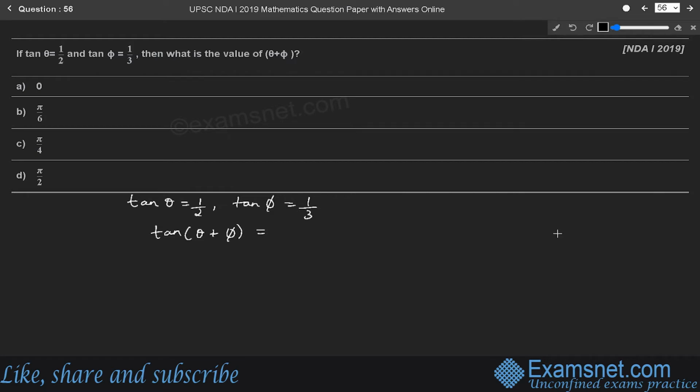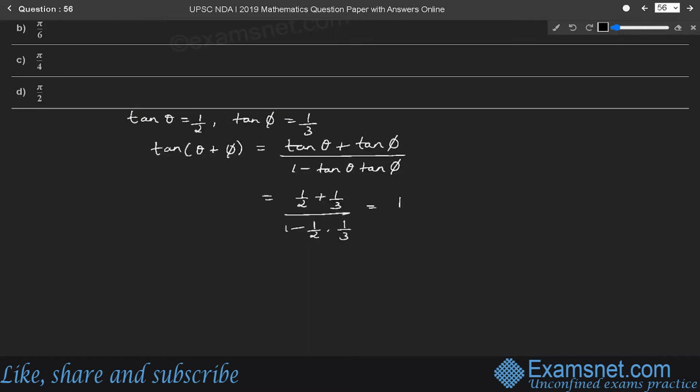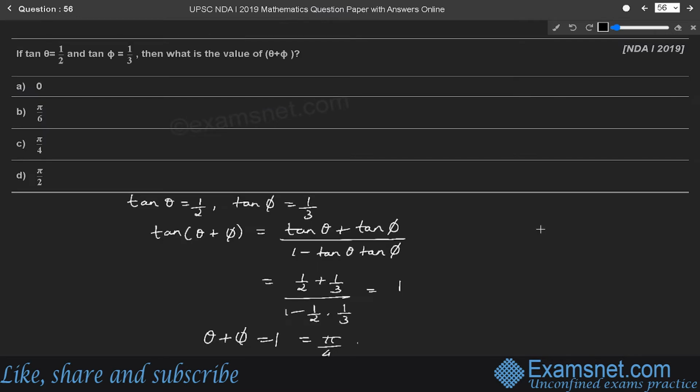We know the formula for tan A plus B. It is tan A plus tan B upon 1 minus tan A tan B. Here A is equal to theta and B is equal to phi. So on putting the values, we will get 1 by 2 plus 1 by 3 upon 1 minus 1 by 2 into 1 by 3, which is equal to 1. Therefore, we can say that the value for theta plus phi is equal to pi by 4. So the correct option for this question is option number C, which is pi by 4.